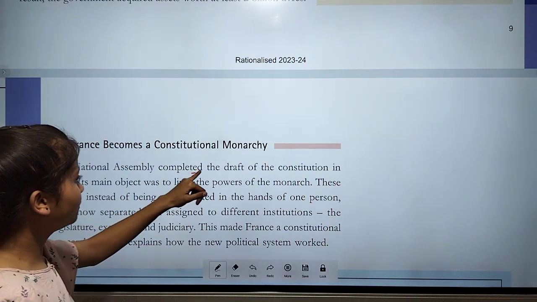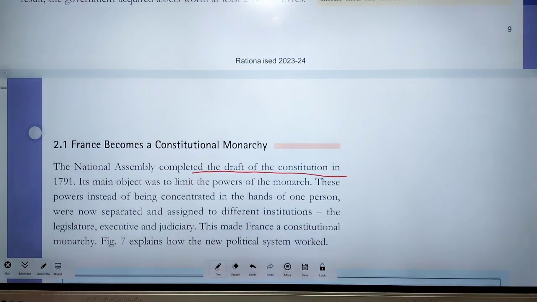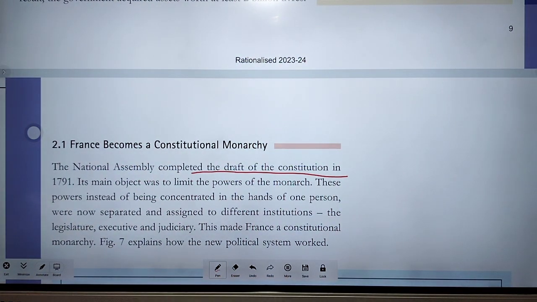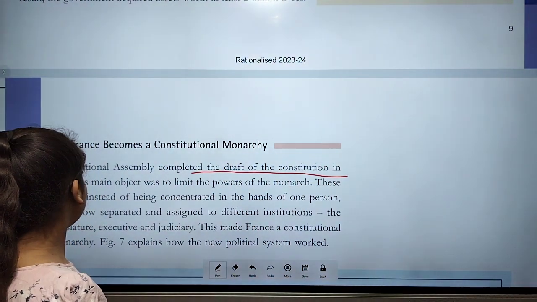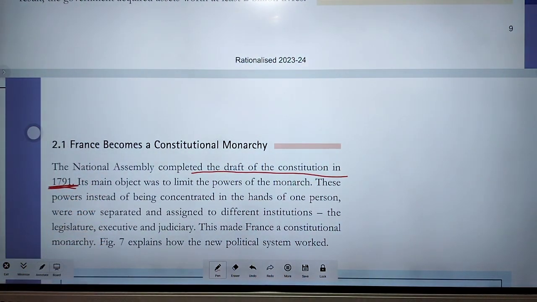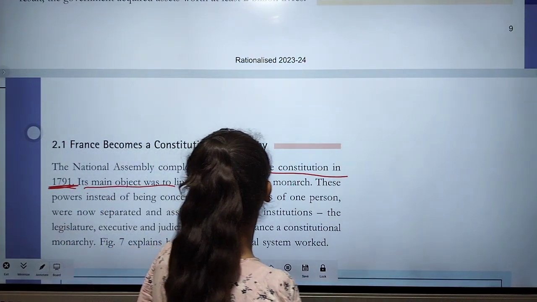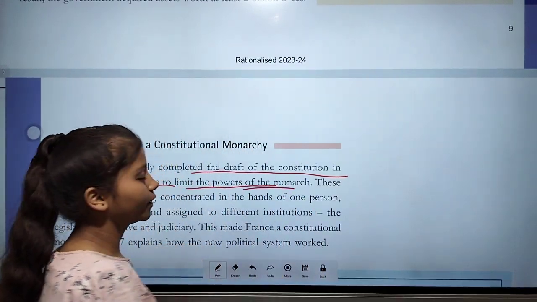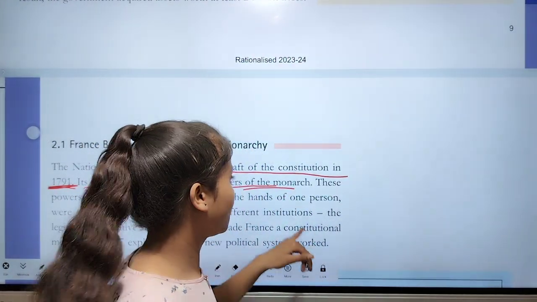The National Assembly completed the draft of the constitution. We see here that the assembly was drafting the constitution. In the year 1791, the National Assembly finally drafted the constitution. Its object was to limit the powers of the monarch. It means the main reason is to limit the power of the monarch.